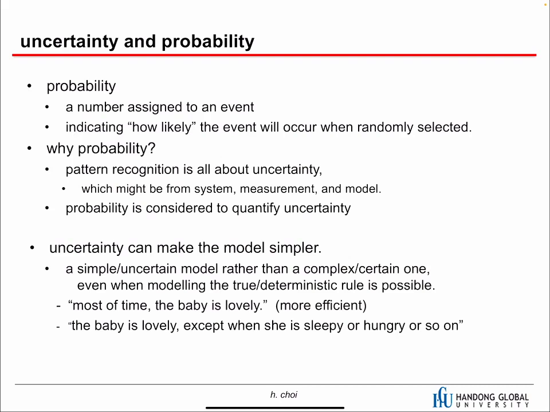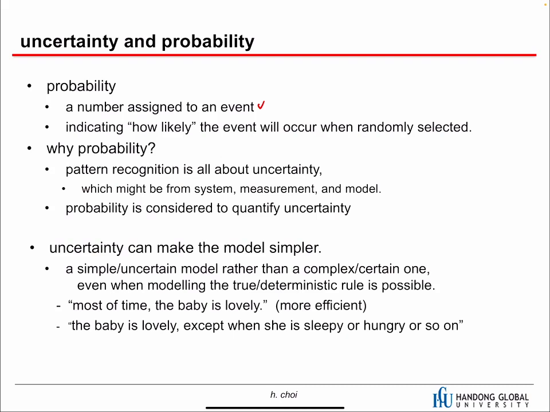So now let's talk about probability and uncertainty. Probability is defined to be a number assigned to an event, indicating how likely the event will occur when randomly selected. That's what we did with the apple and orange example. Then, why probability? Why are we talking about probability?